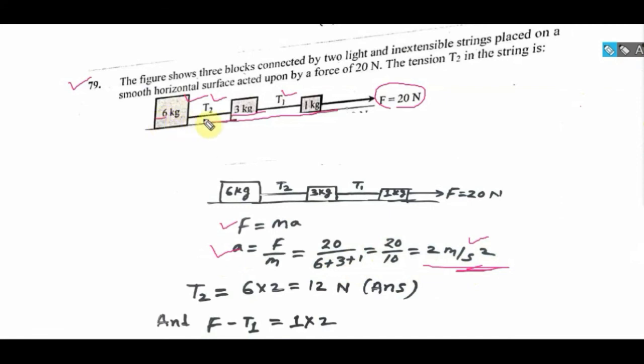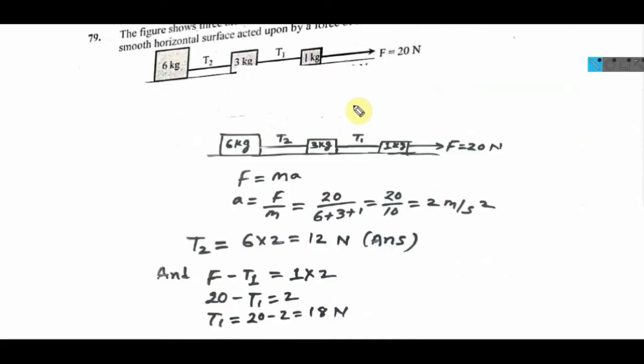So you have to find T2. Here in this block, you will see that only one force is applied to it. This is T2. So the force T2 equals M into A. So M equals 6 kg, 6 into the acceleration, which is 2. So 6 into 2 equals 12 Newton. I have not given the options here, but 12 Newton is the correct answer.